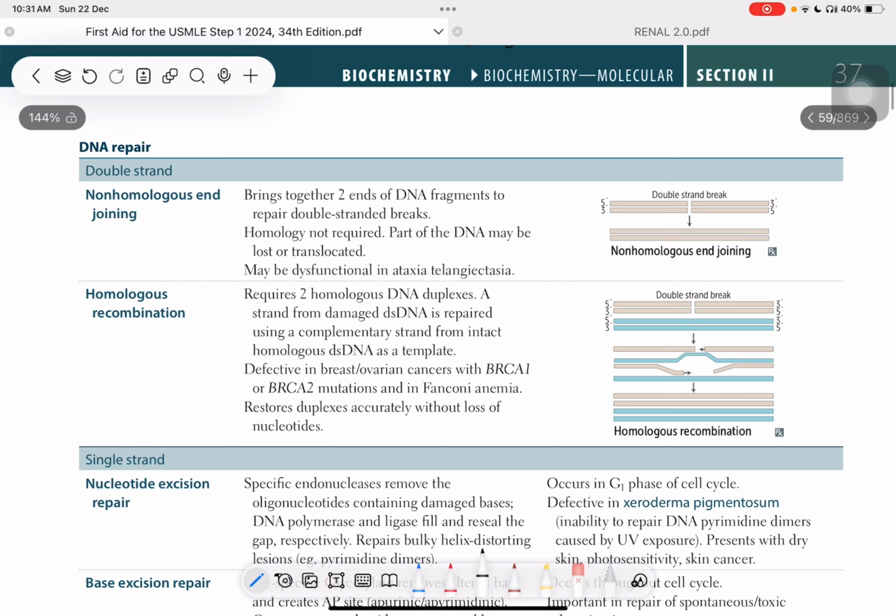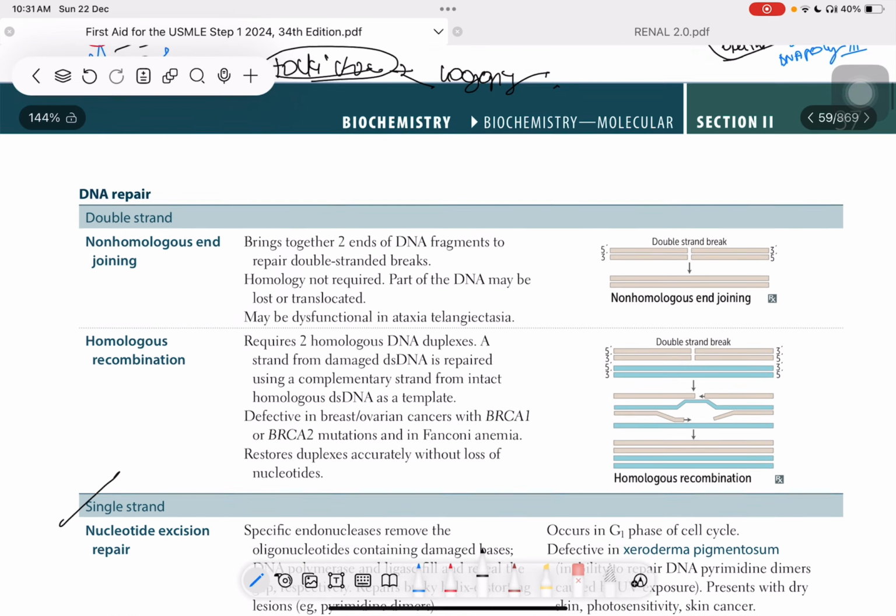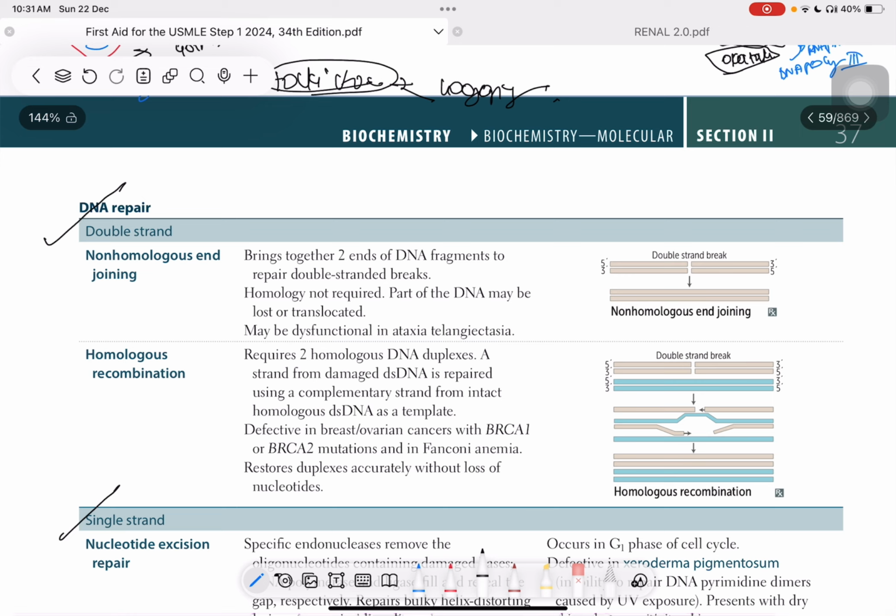DNA repair is obvious. DNA repair is an important topic. We will go in retrograde. First, we will discuss single strand DNA repair, and then we will discuss double strand DNA repair.